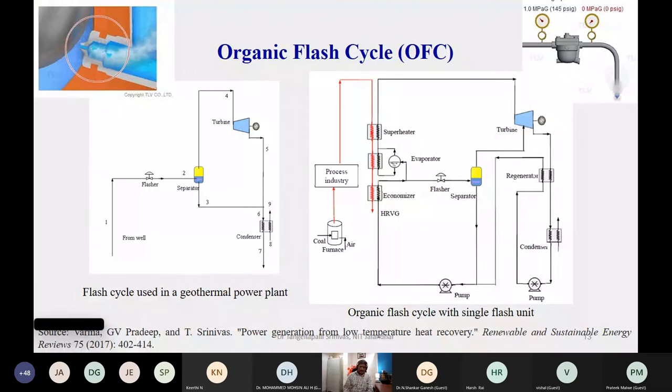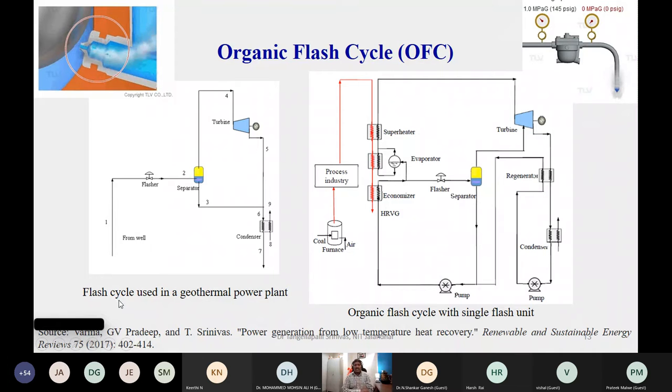Okay, the first is the ORC. The second technology is the OFC, the organic flash cycle. This organic flash cycle is an extension of the ORC. The configuration of the organic Rankine cycle has been updated with a flasher. As I told, a flasher can be used to generate vapor. In the case of a steam flasher, it generates steam; in the case of this OFC, it generates vapor.